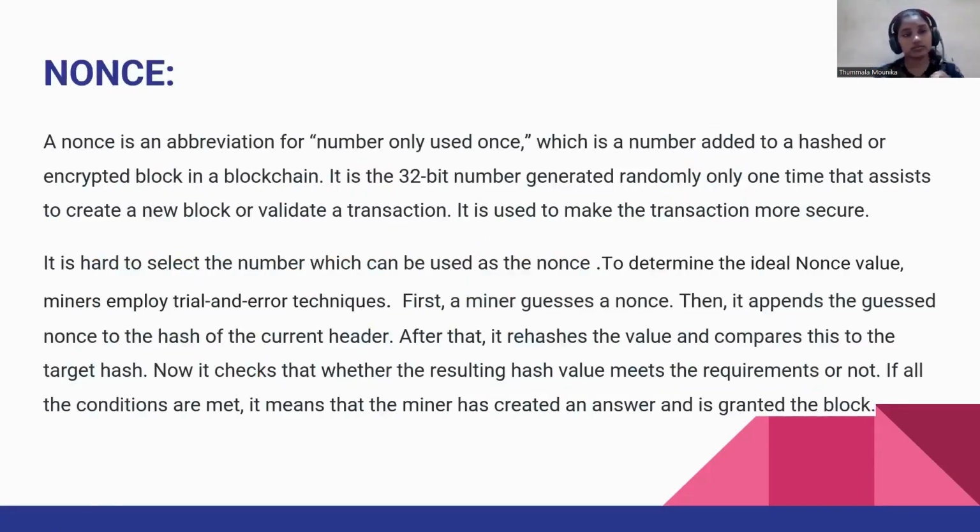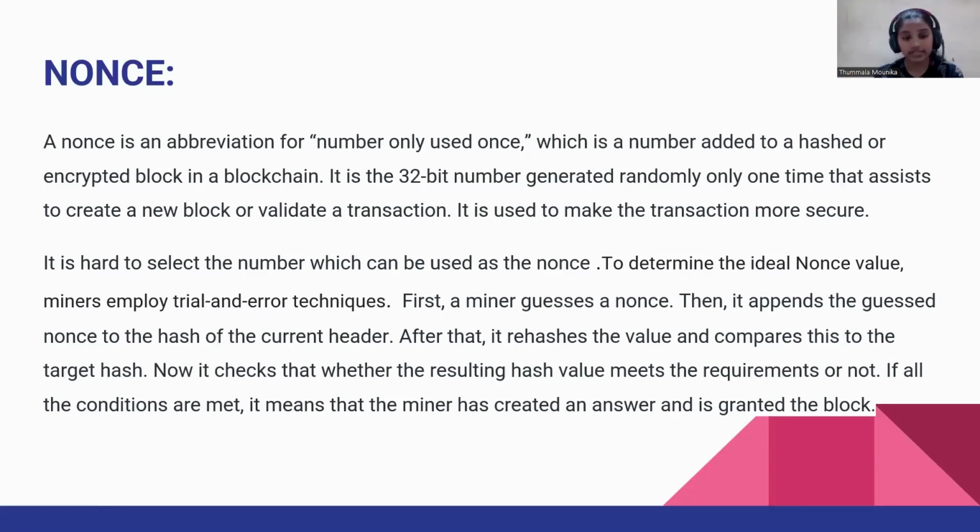A nonce. A nonce is an abbreviation for number only used once, which is a number added to an encrypted block in a blockchain. It is usually a 32-bit number, randomly generated only once to create a new block or a validated transaction. This nonce makes the transaction more secure. Whenever you want to determine a nonce, a trial and error technique has to be used.